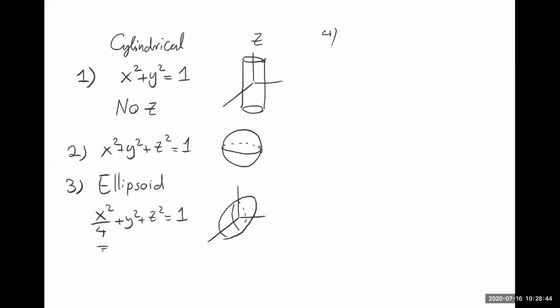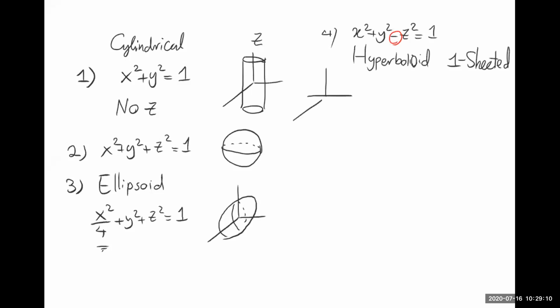Then we got things which are of the form x squared plus y squared minus z squared equals 1. There is one negative term, right? This is a hyperboloid of 1 sheet. It's like this. It's extended in the direction with the negative sign. So if z is negative, it would be extended in the direction of z.